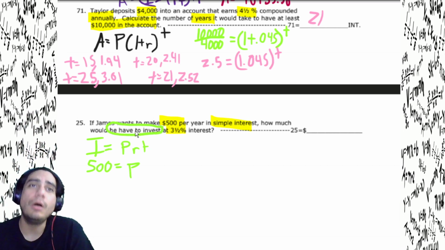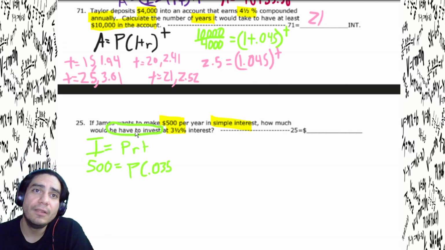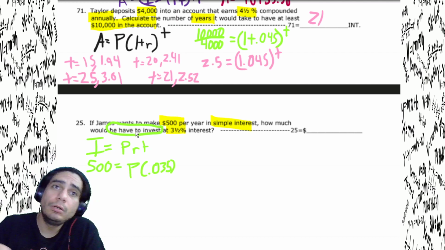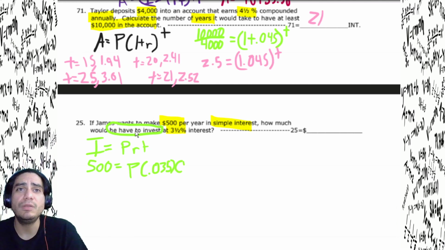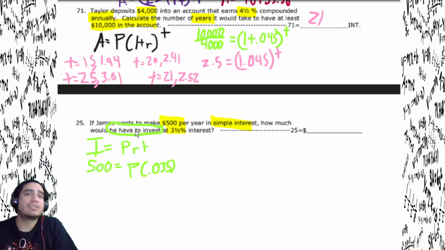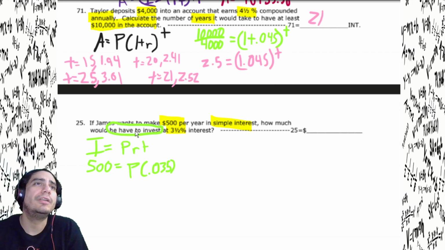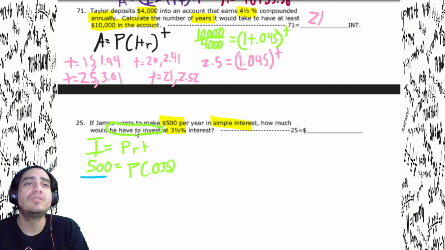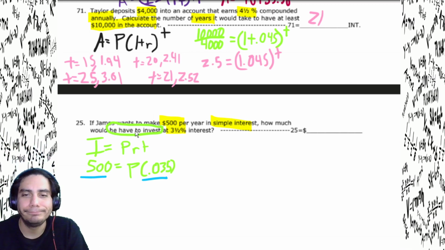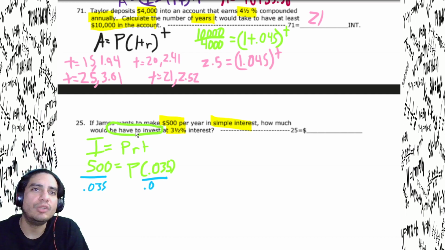But we know the rate's going to already be 0.035. Since we want to do it per year, we know our time is going to be 1. Do I need to put 1 there? No. Honestly, we already got our work here. Let's go ahead and just set it up. We got to divide both sides by what? 0.035. Whatever you do to the right, you do to the left.